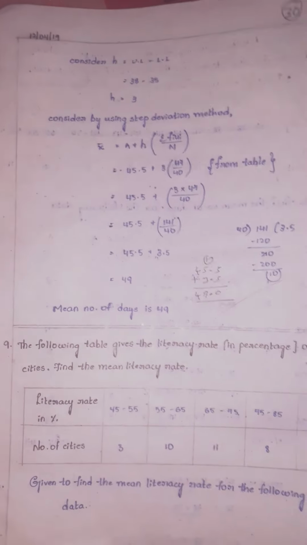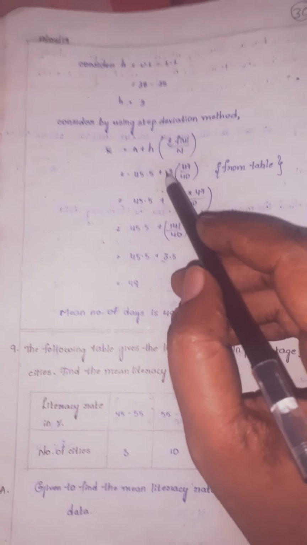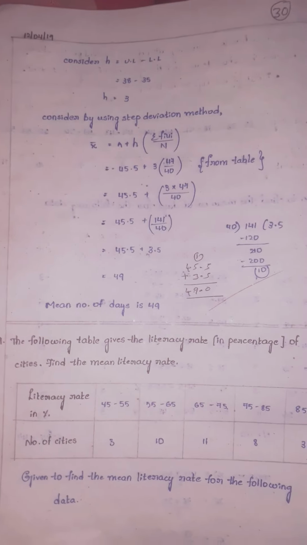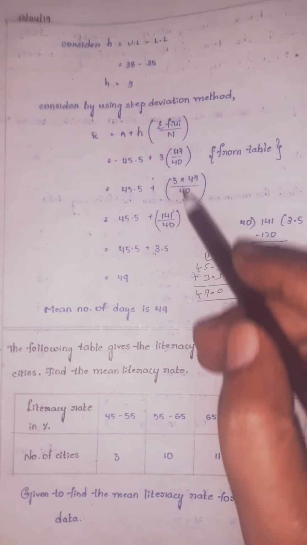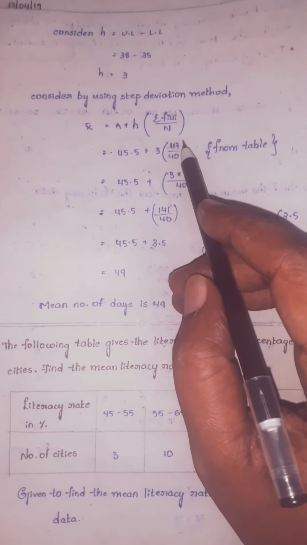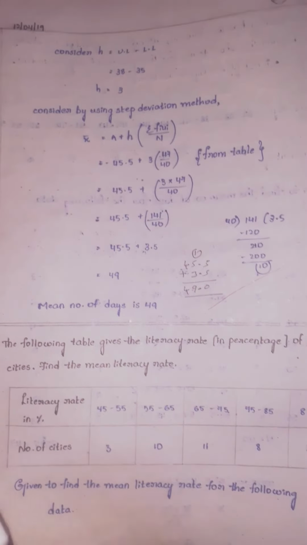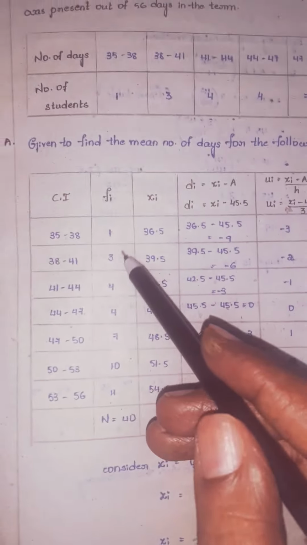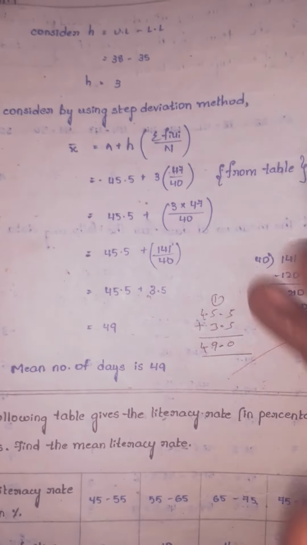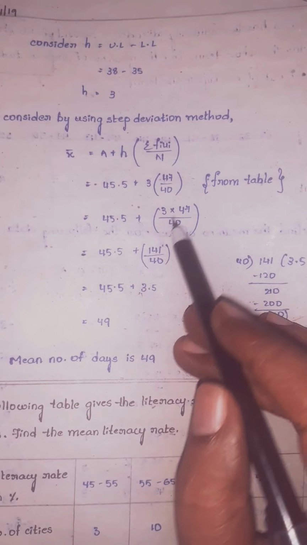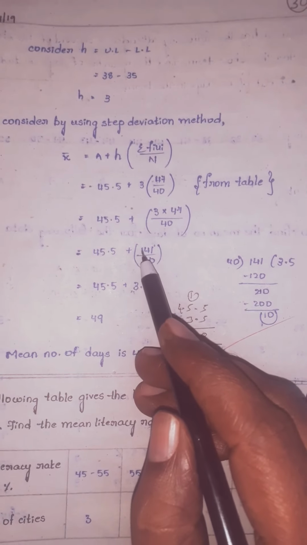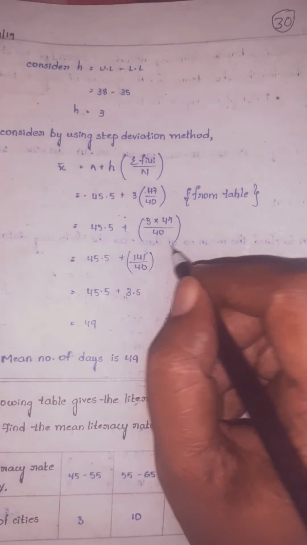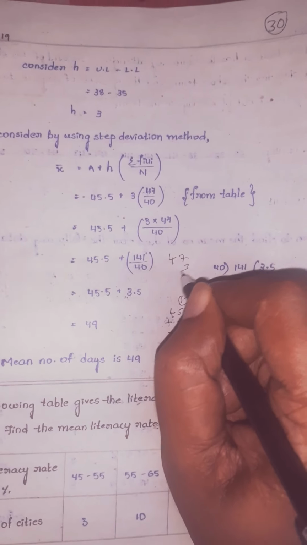So consider, using the step deviation method, the mean formula x bar equal to a plus h into sigma fiui by n. So the a value we have taken is 45.5, plus the h value, how much did we get, 3, into sigma fiui, which we got from the table as 47. Capital N value, if we add all these frequencies, how much are we getting? 40. So 3 into 47 by 40, children. If you multiply 3 into 47, how much are you getting? 141.